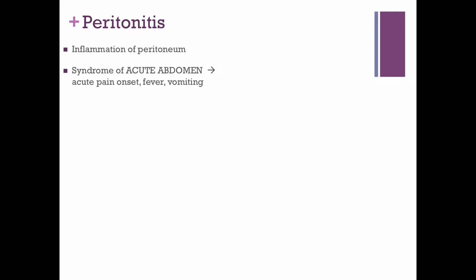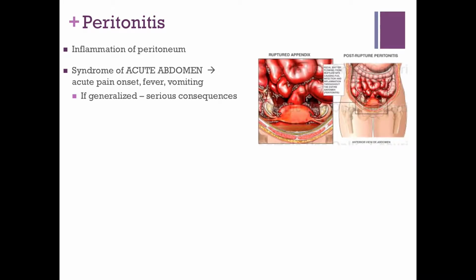When somebody has the syndrome of acute abdomen, there is immediate onset of very high pain. They get very sick. They develop a fever. There's vomiting. They sweat. If it's generalized, it has really serious consequences.